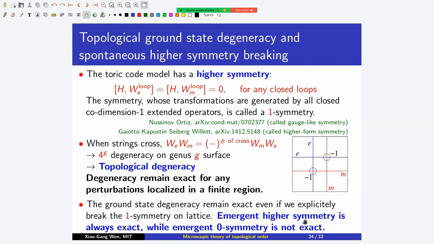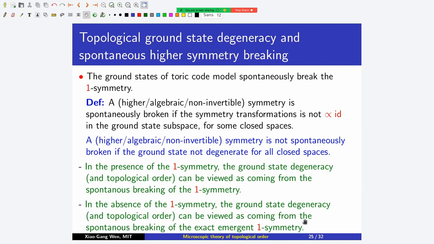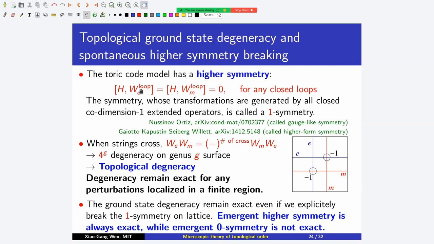Okay, maybe this is my last slide. It turns out these two symmetries are called one-form symmetries. They are called one-form symmetries because they are generated by codimension-one extended operators. If the symmetry applies for every site, that is codimension zero, that's zero symmetry. In two-dimensional space, we have loops that are codimension one, so they are called one-form symmetries. For the toric code model, we have a Z2 one-form symmetry of E type and another Z2 one-form symmetry of M type. We have two one-form symmetries.